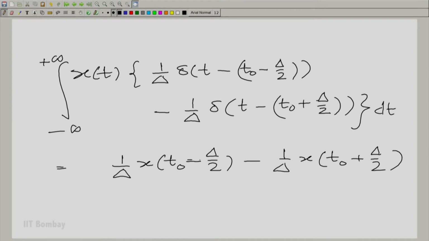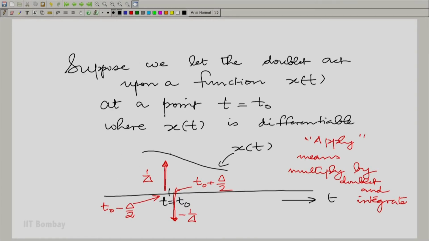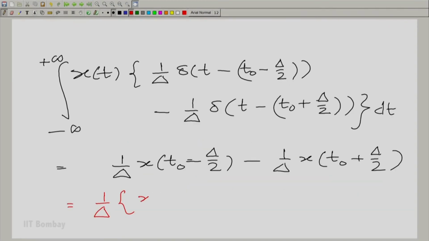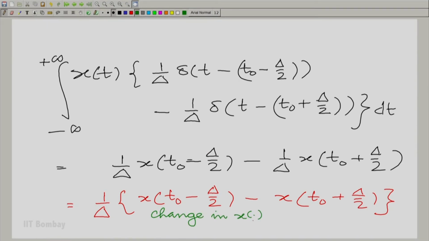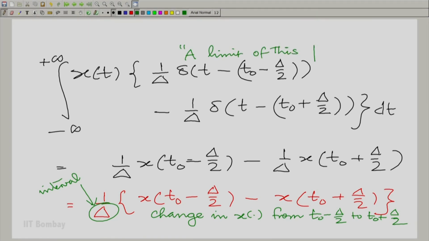Let us see this on the graph that we had. So, essentially we are talking about picking these 2 points here, this one and this one, and we essentially subtract this minus this and divide by delta. So, it is of the form 1 by delta, let us emphasize that. So, essentially we are talking about a change in x between the 2 points divided by the interval between the points. And now we are asking that we take a limit of this.